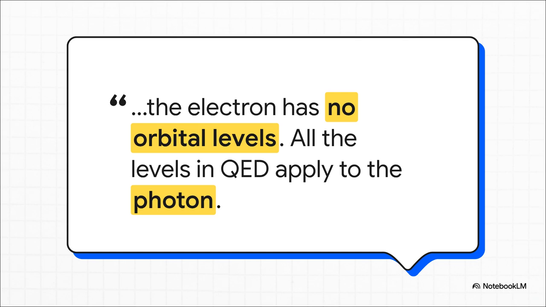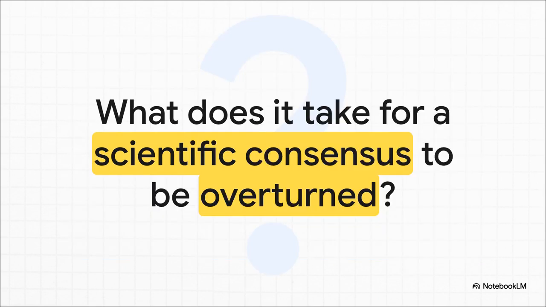And this is really the mic drop moment of his entire argument. He claims the electron has no orbital levels at all. All those quantum numbers that physicists have been calculating for a century, he says they apply to the photon. From his perspective, quantum mechanics has been measuring the charge field this whole time, not the electron itself. I mean, this is without a doubt a huge challenge to mainstream physics. It replaces abstract ideas with physical mechanics and literally rewrites the rules of the atom. And that leaves us with a much bigger question, doesn't it? In any field of science, what does it actually take for a century-old consensus to get a second look, or maybe even be overturned?